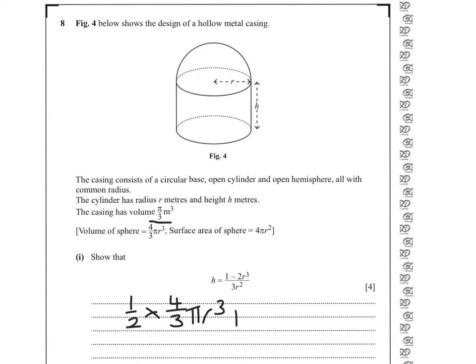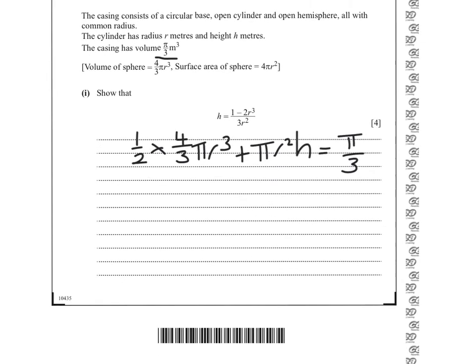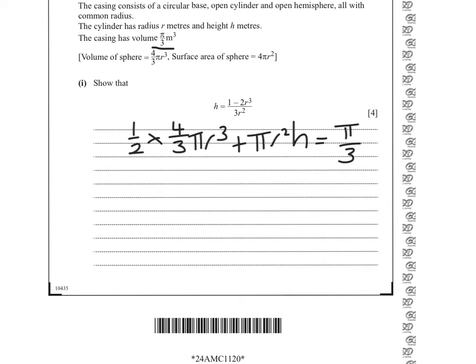and a cylinder. And the volume of a cylinder is pi r squared h, and that has to equal pi over 3. Now the first thing I can see here is every term has a pi, which means that those pi's cancel. Half times 4 over 3 gives us 2 over 3 r cubed plus r squared h now equals 1/3.